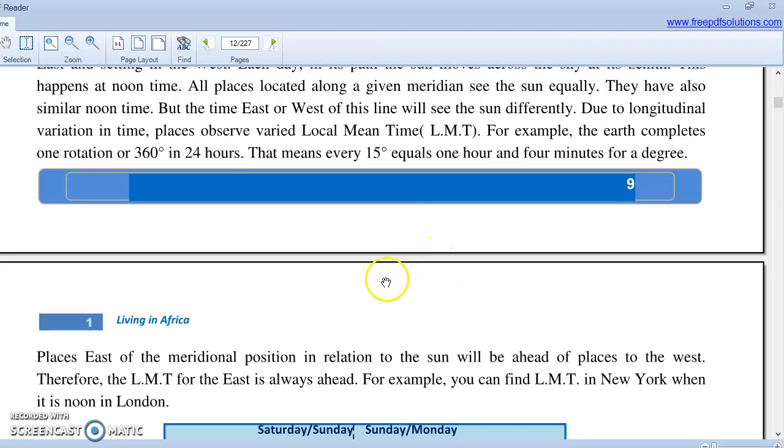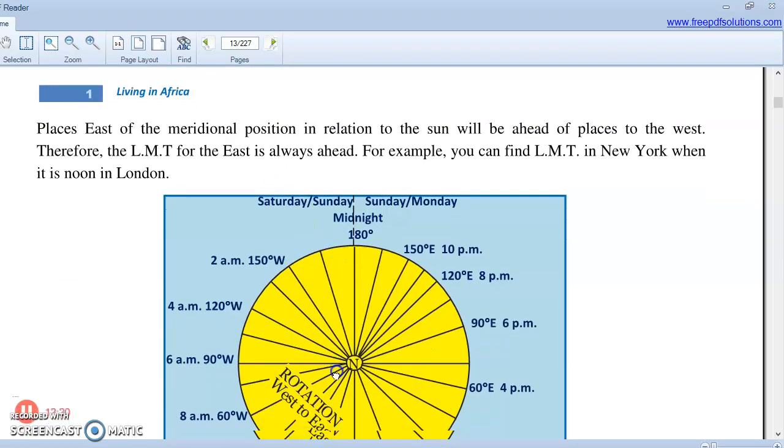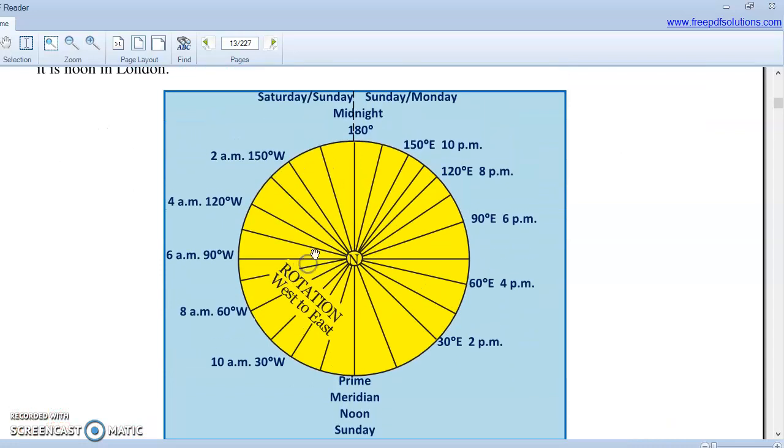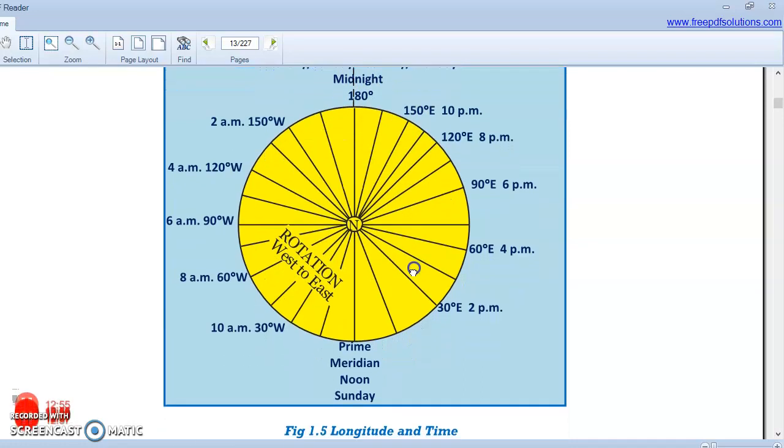As you can see, the rotation is from west to east. The places east of the prime meridian see the sun at the same time, and the places west of the meridian see the sun at the same time too, but the two of them don't see it at the same time, right? In addition, the east is ahead. Those on this side are ahead of time than the west. So that is my lesson for today.